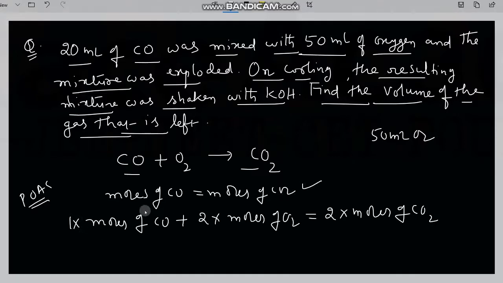As you already know that moles of CO is equal to moles of CO2, then from these expressions we can write moles of CO. What is moles of CO? Moles of CO is equal to 2 into moles of O2. As we substitute the value in this one, then we will get from the first two expressions, moles of CO will become equal to 2 into moles of CO2.